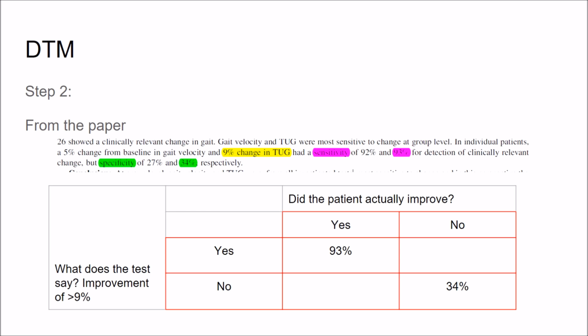In this case, the TUG sensitivity is 93%, highlighted in pink over here, and the specificity of the TUG is 34%, highlighted in green on the slide. And we simply take these two percentages and plug them into the appropriate boxes within the matrix itself.